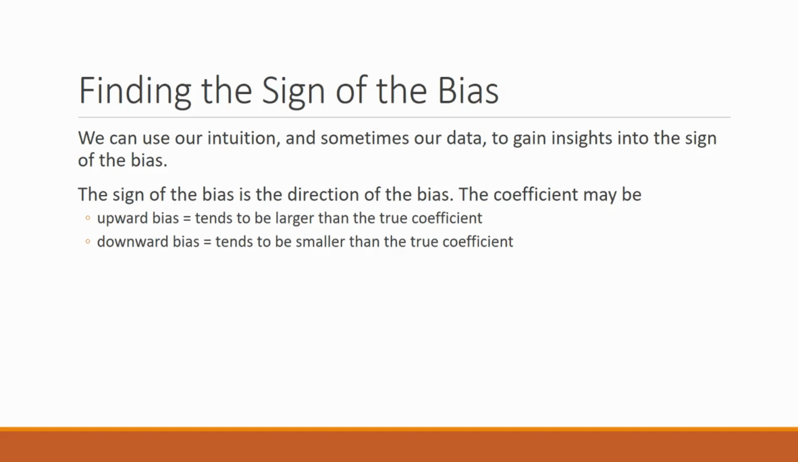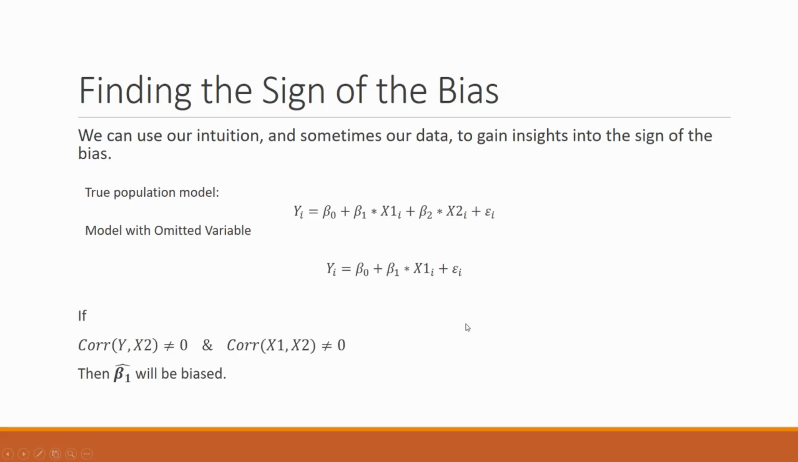We can use our intuition and sometimes our data to gain insights into the sign of the bias. The sign of the bias is the direction of the bias. The coefficient may be upward biased, and that would mean that it tends to be larger than the true coefficient, or it can be downward biased, meaning it tends to be smaller than the true coefficient. Okay, so let's make this clear.